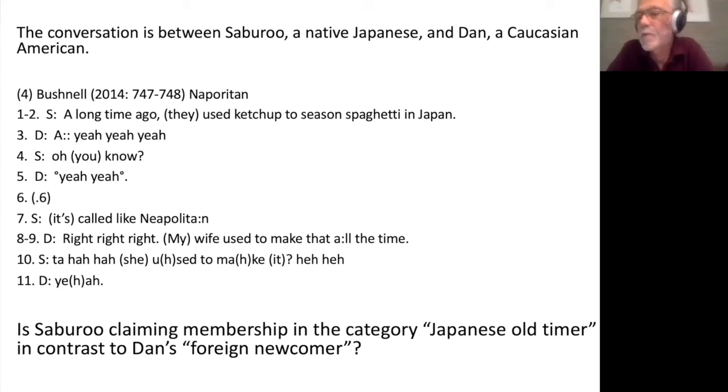That Saburo is speaking, we could assume that. So it would seem that Saburo in this context is relevantly Japanese, and that his Japaneseness gives him reason to suppose that he knows more than Dan about what Japanese eat. But this is common sense. It's not demonstrable, or at least it hasn't been demonstrated in the talk. What the interactants probably have in mind is not a proper subject for conversation analysis.